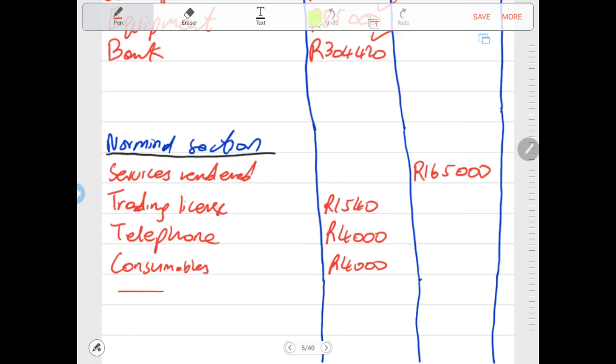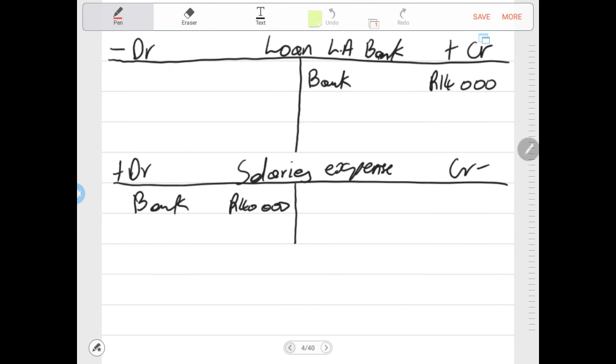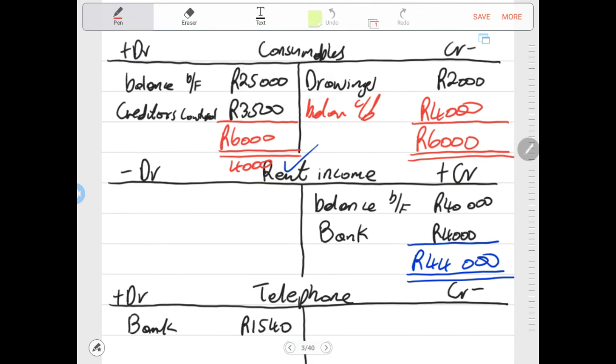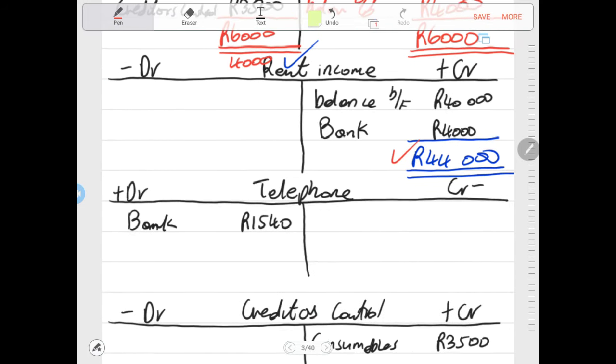Remember, we record incomes and expenses under the nominal section. Rent income, the bigger side, remember, is the credit side. So we are recording it on the bigger side. That will be your 44,000 rent on the credit side. Then we come to another ledger account, which is telephone.